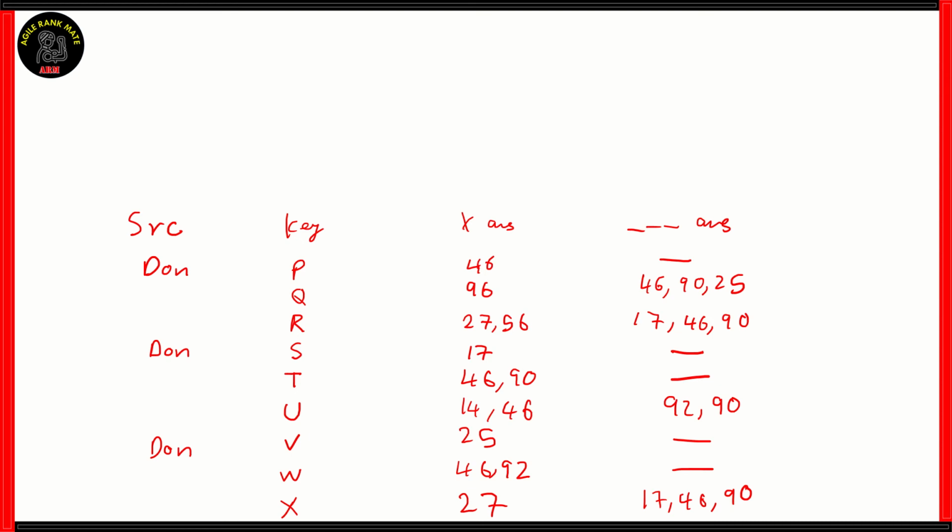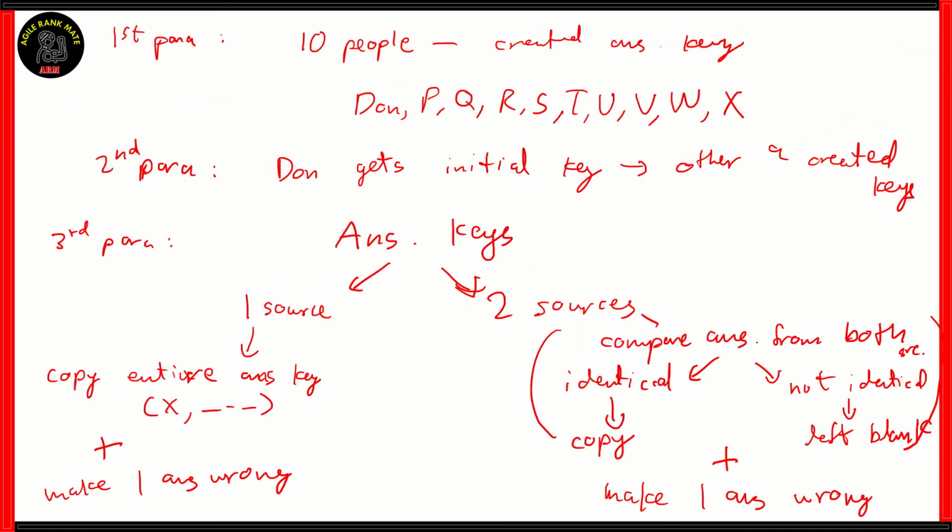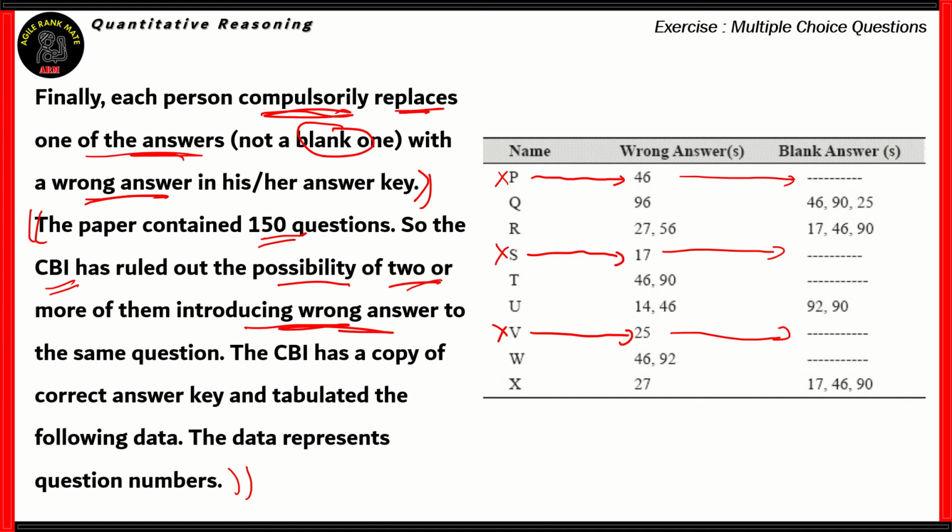All right. Now, if you look at the table again, well, so we finished off 3 blanks. The only other blanks here are T and V. Now, if you look at both T and V, you can see that question number 46 is given as a wrong answer there. However, if you can see, they do not have any blanks. So that means they use one source.